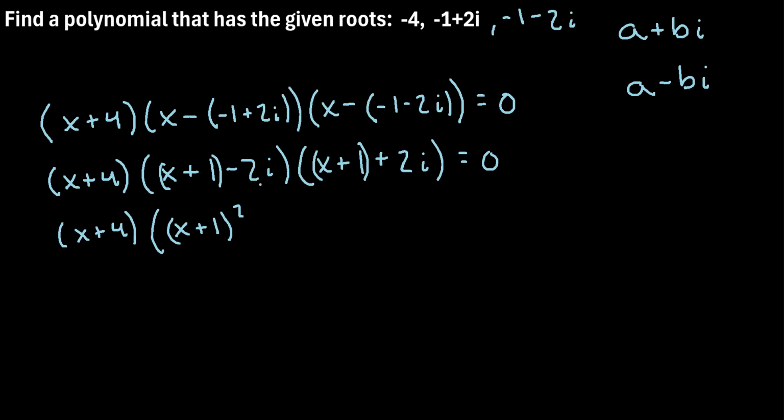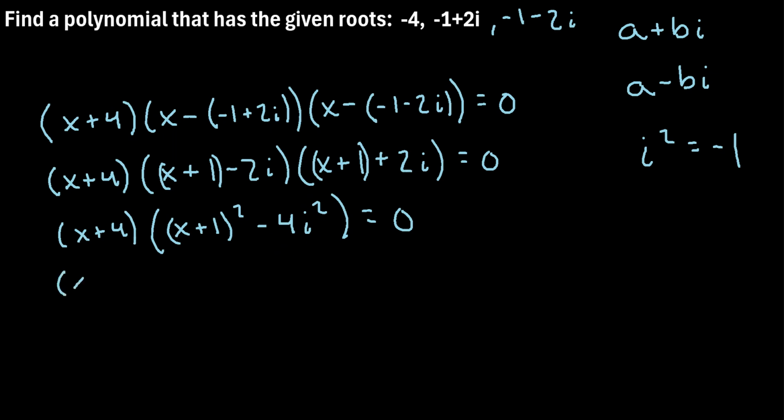And the very last step is just going to be this -2i times a positive 2i, which is -4i squared. Next we need to recognize that i squared is actually equal to -1. So we can treat this as a -1. So that's a -4 times a -1, which is just a plus 4.